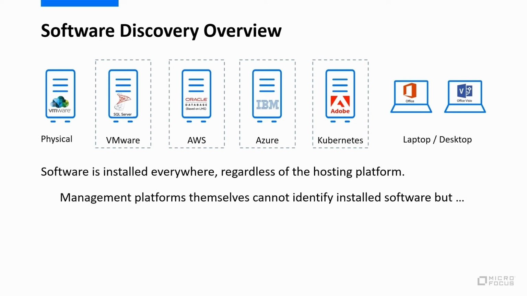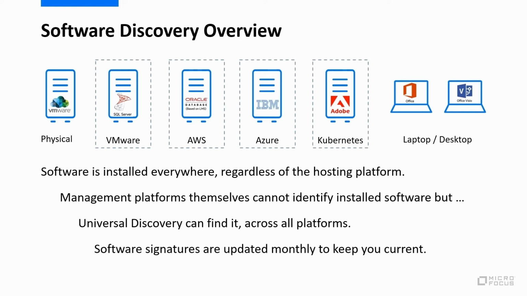The other point is to know that management platforms themselves can't identify installed software. And here I'm talking about platforms like vCenter from VMware or the AWS console. These platforms will understand what type of server they have deployed and the operating system of that server and the physical configuration. But they can't see any details that the operating system itself knows about, because that's something that you control and is not controlled by the management platform that provisioned the hardware you're using. However, Universal Discovery can find it across all of these platforms. We use a process called software signatures, and we keep these signatures updated every month.